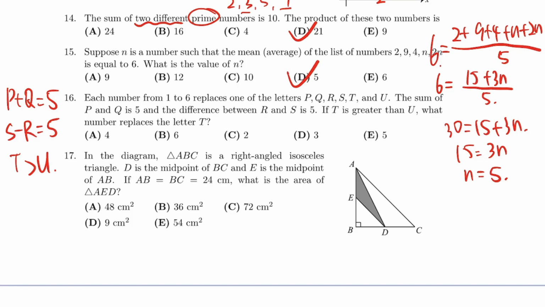So the numbers are 1 to 6, right? So S and R must be 6 and 1, because 6 minus 1 is 5. And P and Q add together to 5. It can be 2 and 3, or 1 and 4. So we can't decide which number it is. 2 and 3, or 1 and 4, which combination? So T is greater than Q.